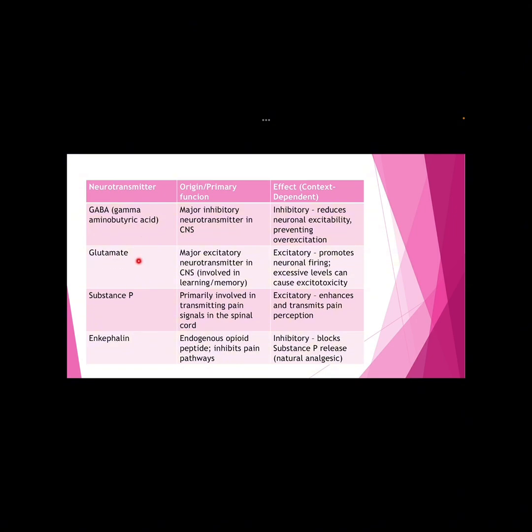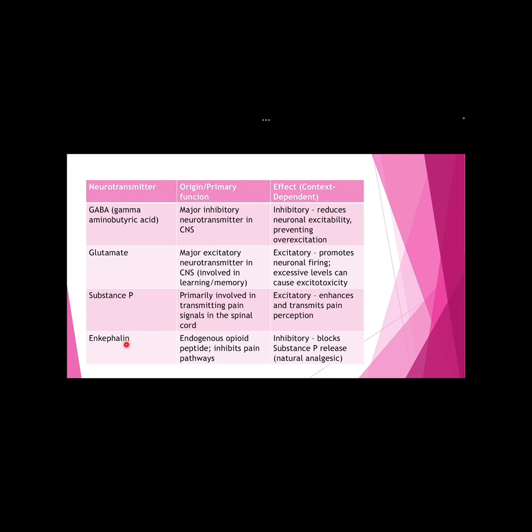We have glutamate, which is a major excitatory neurotransmitter. It promotes neuronal firing. We have substance P, which is also excitatory. It enhances transmission of pain, so it is primarily involved in transmitting pain signals in the spinal cord.